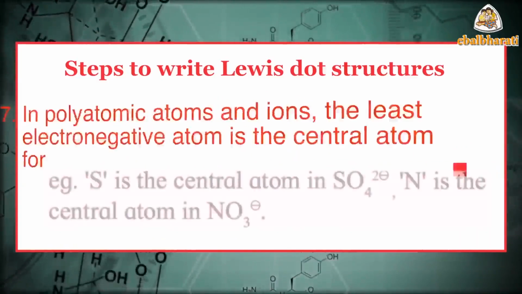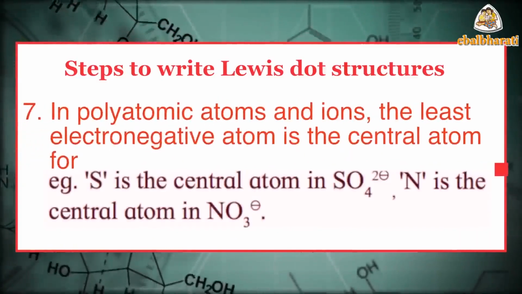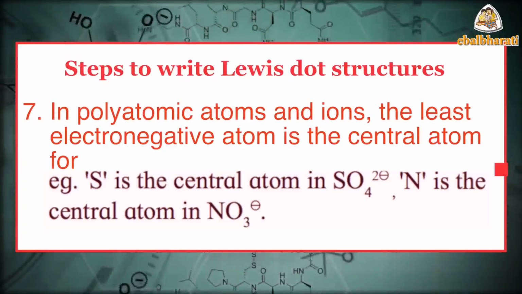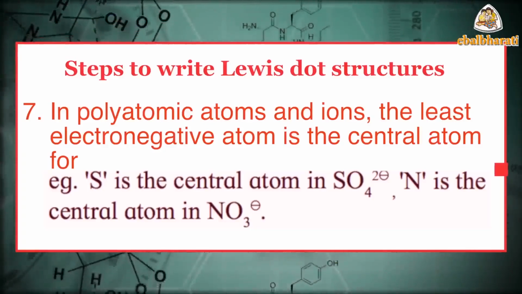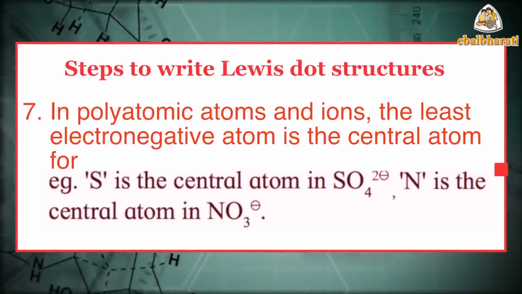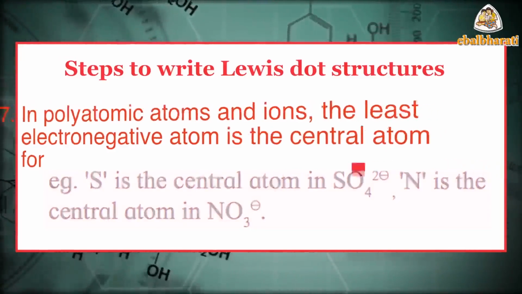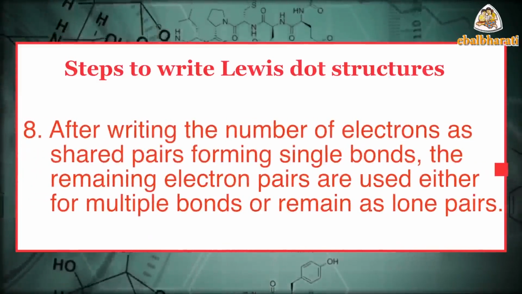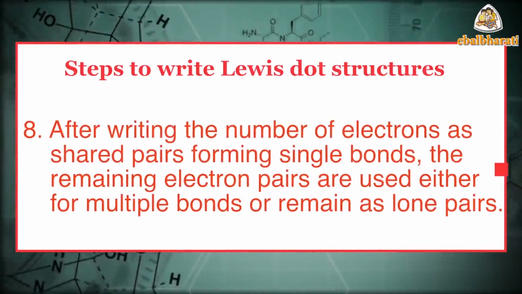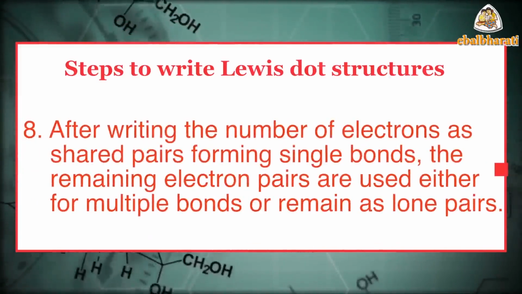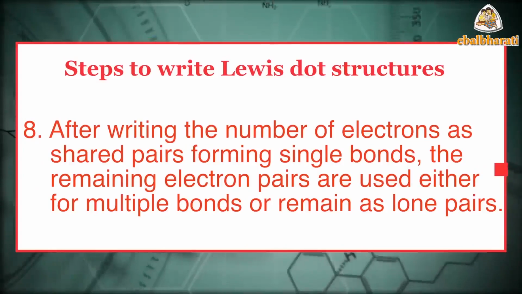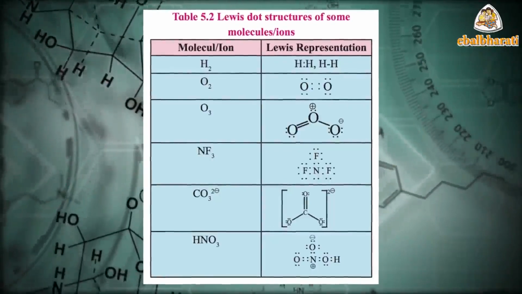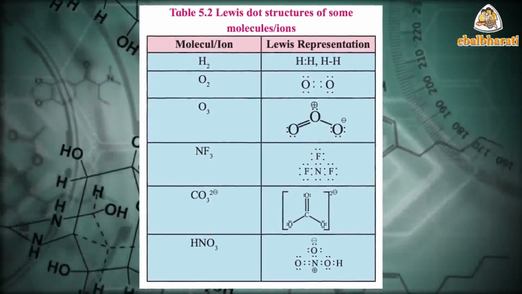In polyatomic molecules and ions, the least electronegative atom is the central atom. For example, S is the central atom in SO4 2- and N is the central atom in NO3-. After writing the number of electrons as shared pairs forming single bonds, the remaining electron pairs are used either for multiple bonds or remain as lone pairs. This is illustrated in Table 5.2.